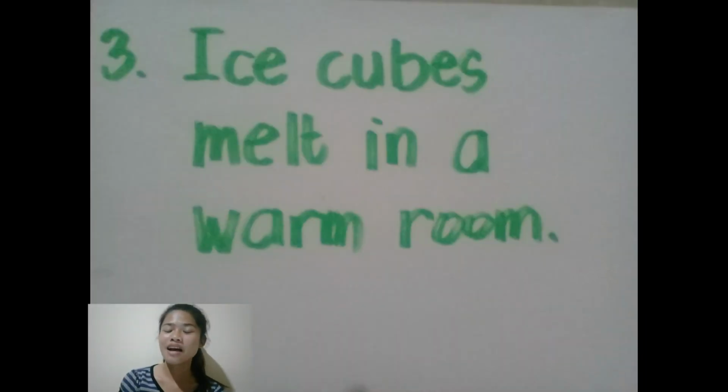So our last example is an ice cube melts in a warm room. So why does an ice cube melt? That is because of the second law of thermodynamics. So how can the melting of a little ice cube in a warm room be an example of the second law? How could that possibly be a spreading out of energy?